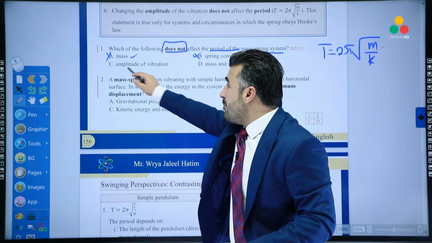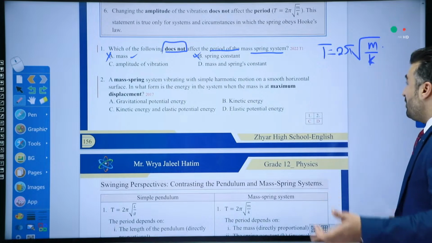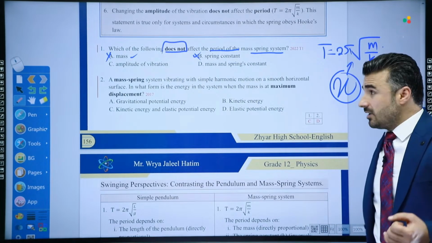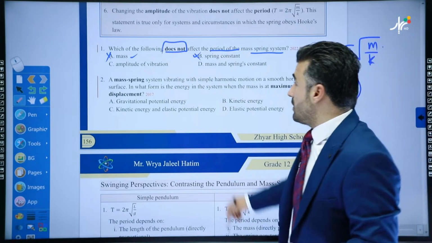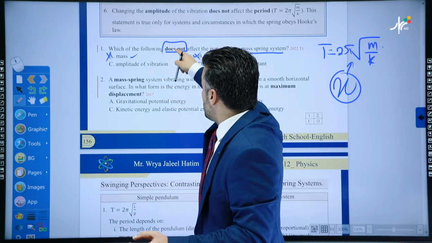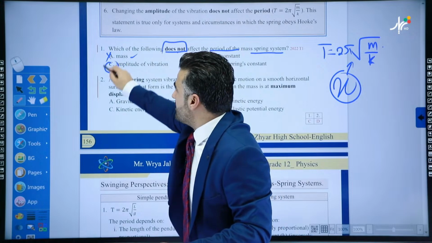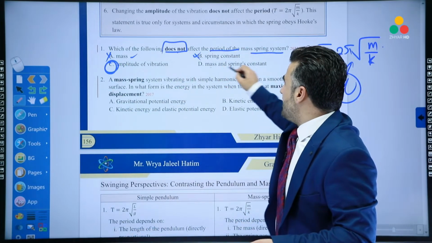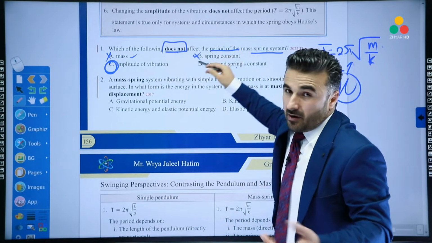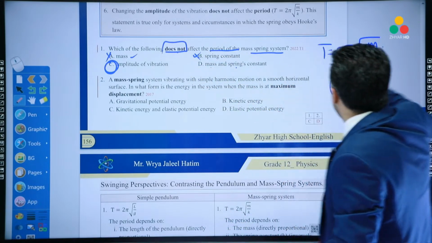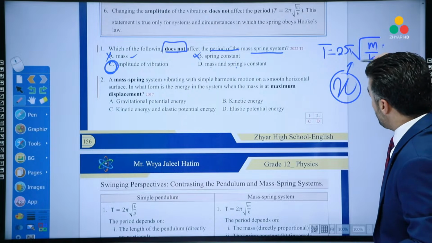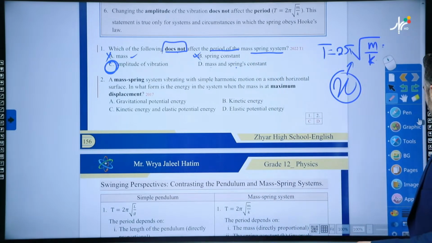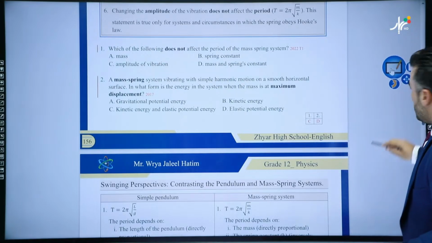What about C, the amplitude of the vibration? The amplitude of the vibration would be the displacement x. Do you see any x in the equation? The answer is no. So the amplitude of the vibration does not affect the period, so this is the correct answer. But let's take a look at the last option as well. It says the mass and the spring constant do not affect the period. Is that true? No, because mass and spring constant both affect the period of the mass spring system.